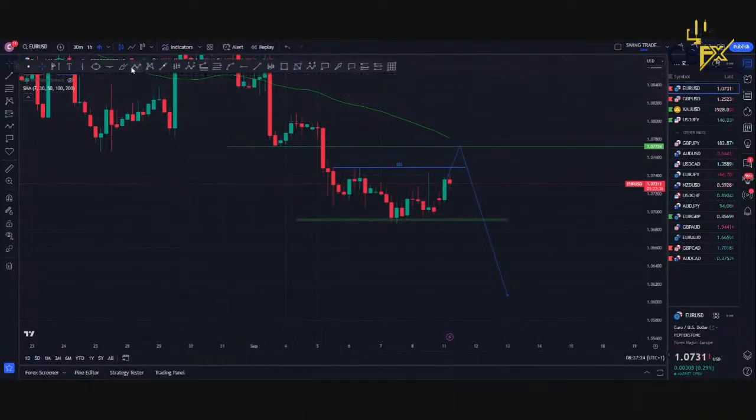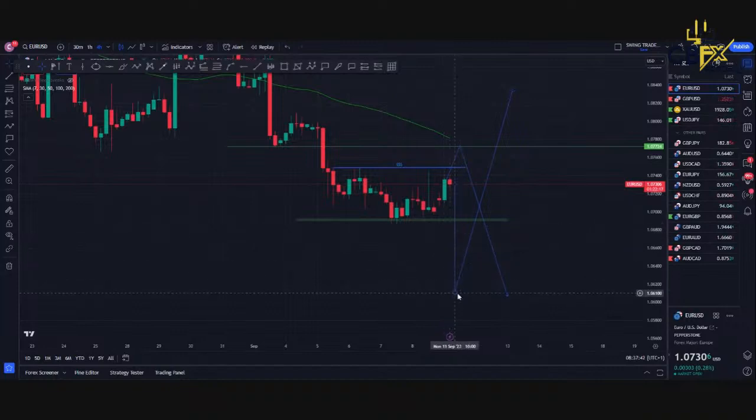Otherwise, you will look at two things. Maybe they want to take out liquidity to the low. If they take out liquidity to the low, then you miss the sell. That would be a beautiful drop before they rally back up. Do you get it? So you will miss a beautiful sell right there. But I don't want you to miss it.